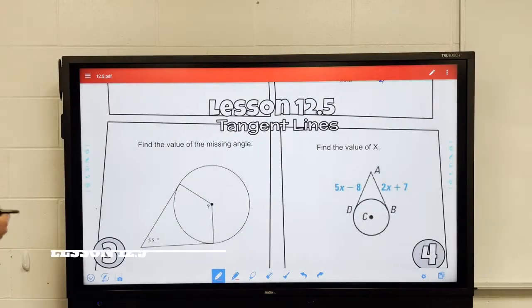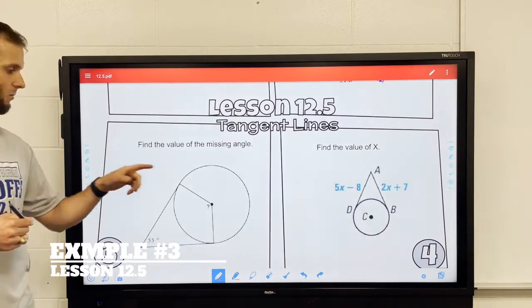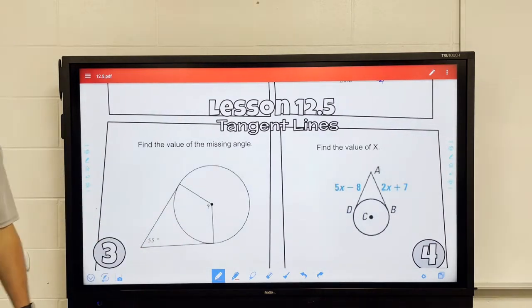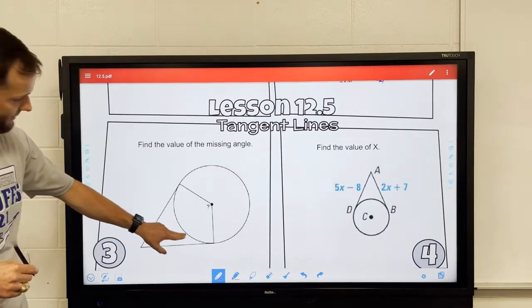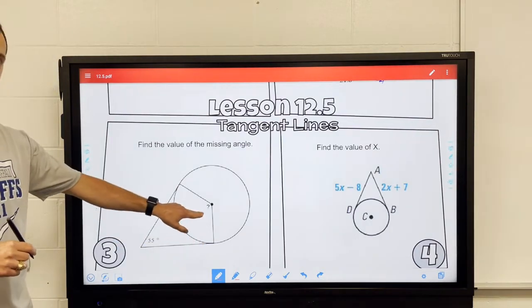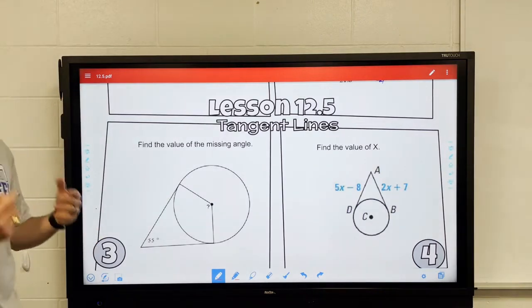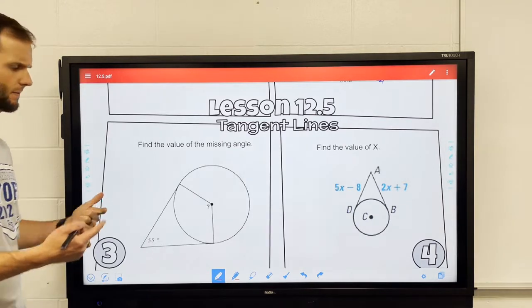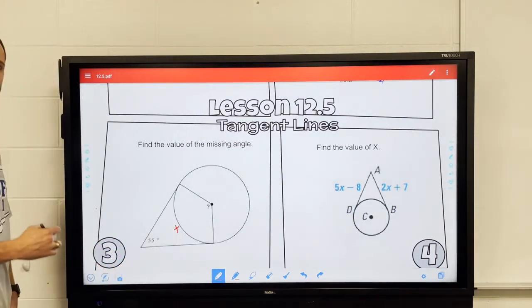All right, on example number 3, it says we need to find the value of the missing angle. So I'm basically working backwards to find this missing angle right here, okay? Well, that's going to be a central angle. So that means I need to necessarily find this arc here to find my central angle. So I'm going to be using that formula that I learned, and I'm basically going to work backwards. Okay, so now let's think. I need to find this guy right here, which is represented as x, right?